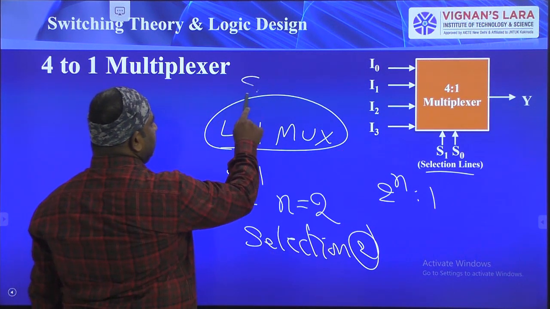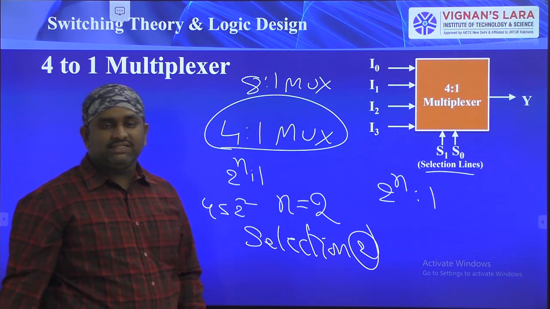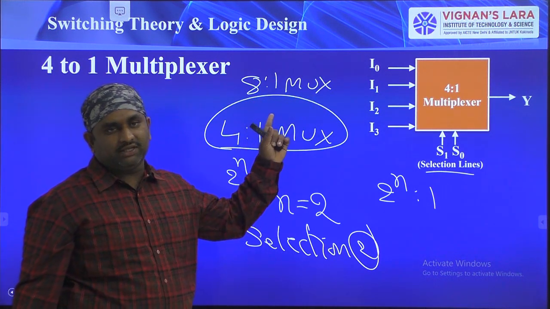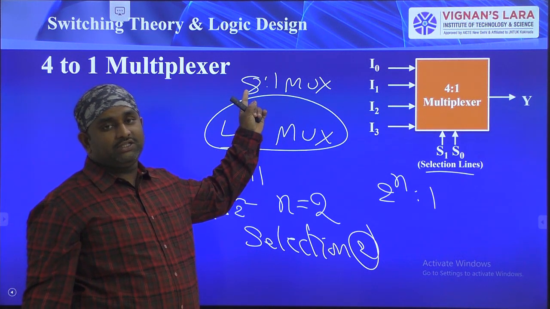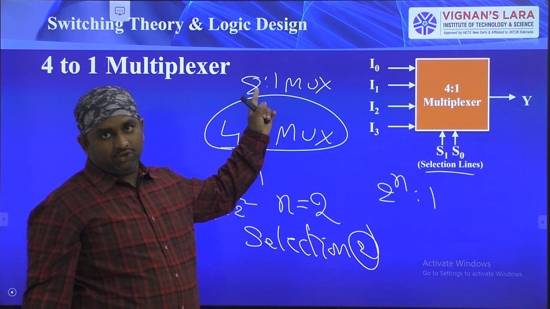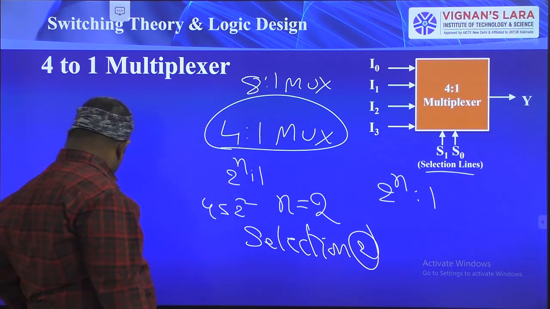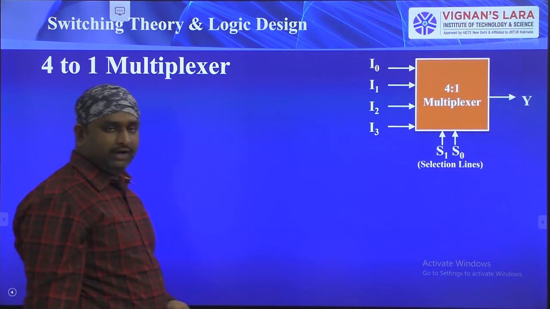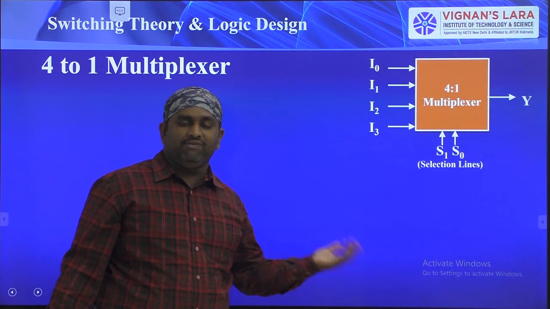For example, if you see an 8:1 mux, what are the selection lines for this 8:1 mux? You have to convert this 8 into 2 power n. Then 8 is equal to 2 power 3, so the selection lines n is equal to 3. It's very simple. So this is how to select the selection lines based on the given details.